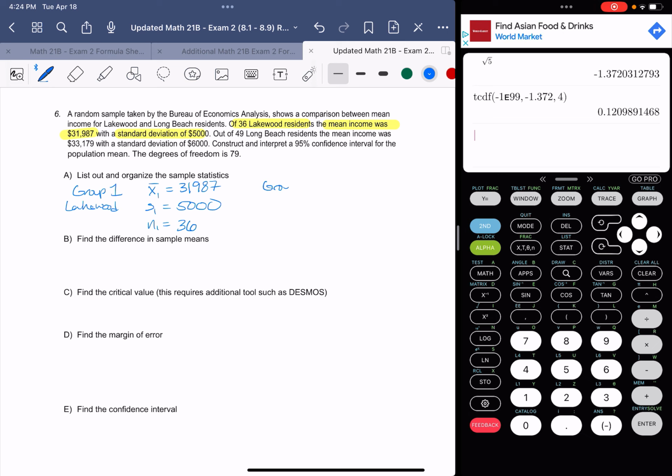For the second group, group 2, that was Long Beach. And similarly, we need to find its mean, its standard deviation, and its sample size. It's also given within the problem. There are 49 residents for Long Beach. The mean was 33,179, standard deviation 6,000. Okay, so 49 residences. The mean was 33,179, and standard deviation 6,000. Any questions there?